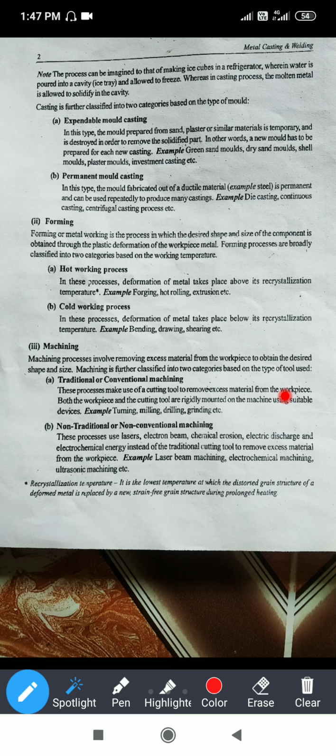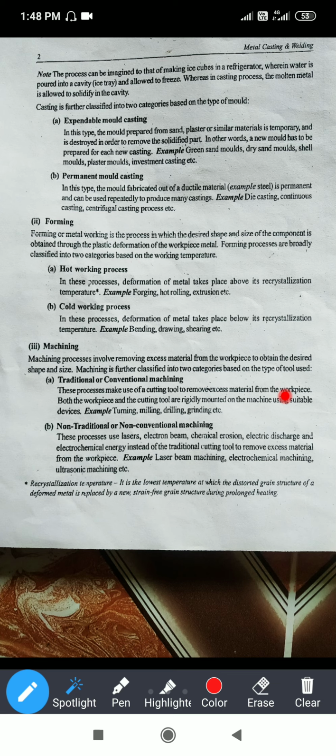Now the next one is the cold working process. In this process the deformation of the metal takes place below the recrystallization temperature. That means no heat is given to the workpiece and there is no change of the position of the crystals in the metallurgical structure of that workpiece. No recrystallization is carried out. The heat is not used for the workpiece. This is how it is carried out.